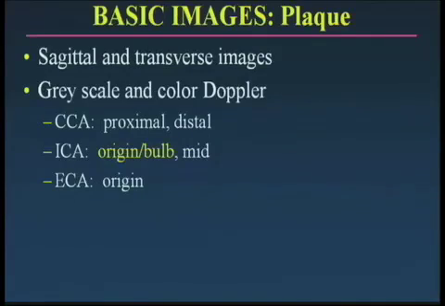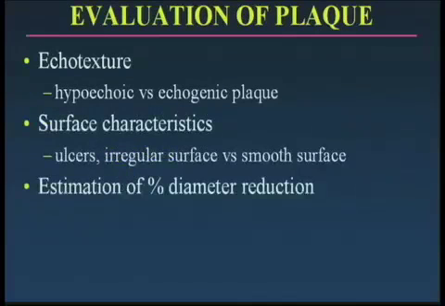So as I said, the first thing that we do is to evaluate the plaque, and we do this on both sagittal and transverse images using both grayscale and color Doppler. And we focus our examination on the proximal and distal common carotid artery as well as the origin and the bulb of the internal carotid artery. But we look also at the mid internal carotid and distal if we can see it, as well as the origin of the external carotid artery.